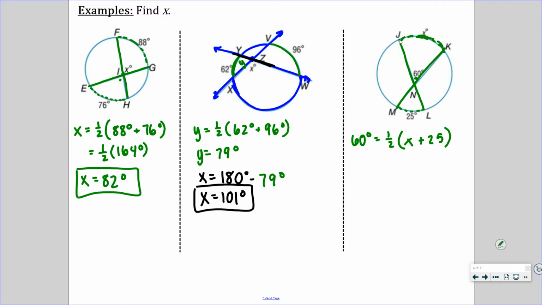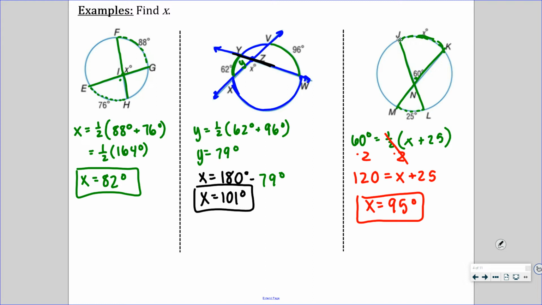No problem. A couple ways you could solve this. You could distribute the 1/2 if you want to. I don't like working with fractions. I'm just going to multiply both sides by 2 and get rid of that. And then I'm just going to subtract the 25. And I get x to be 95.